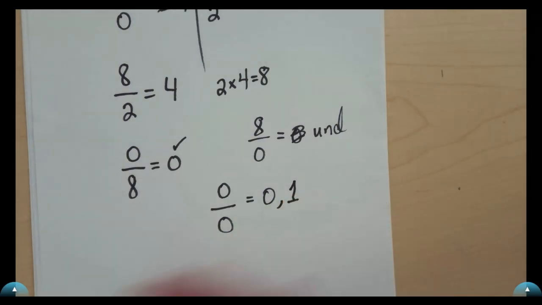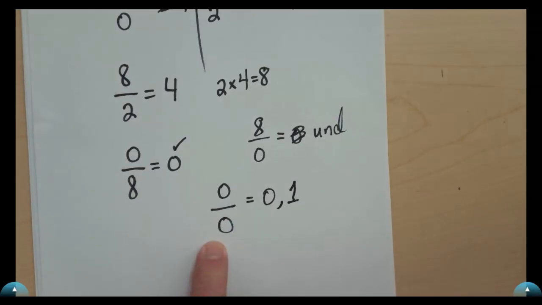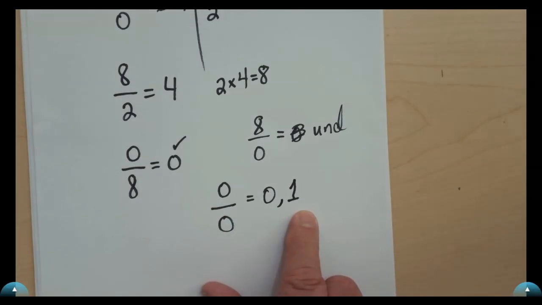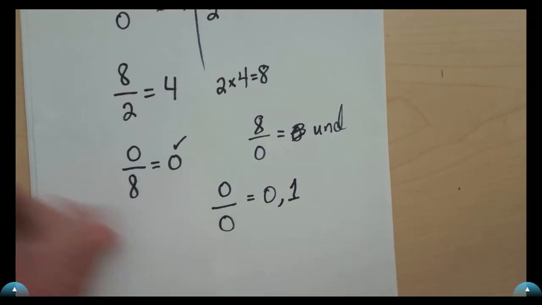1 divided by 1 is 1. 2 divided by 2 is 1. 3 divided by 3 is 1. Why wouldn't 0 divided by 0 be 1? And what if I say that 1 is the answer? Well, y'all look, I can check my work. Look where I'm pointing. Is 0 times 1 equal to 0? Yeah, that's the right answer.